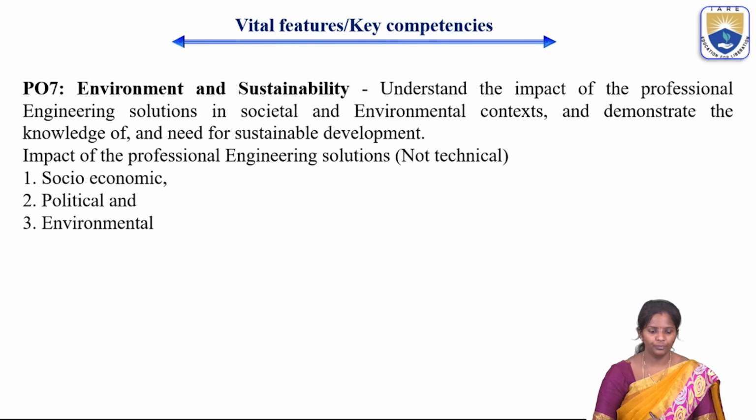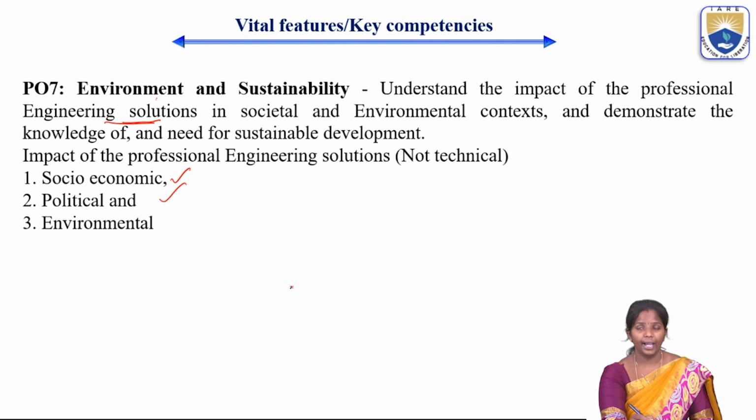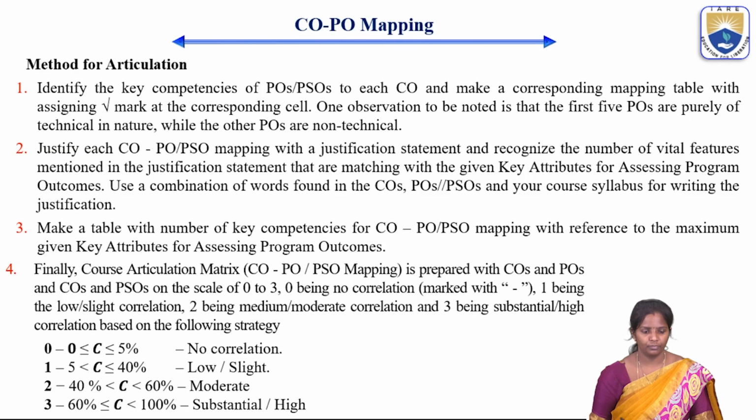Then PO7, environment and sustainability, for CO 5 and 6. These are applicable: socio-economic, political and environment. So that will give an understanding of the impact of professional engineering solutions on societal and environmental context. So these are the 3 different competences that are present, which are non-technical. So PO7 is also mapped with the course.